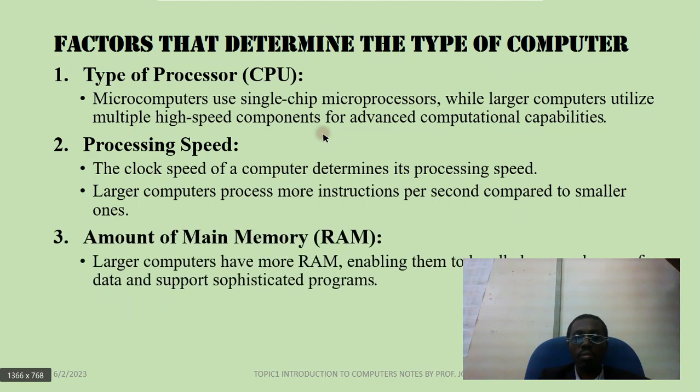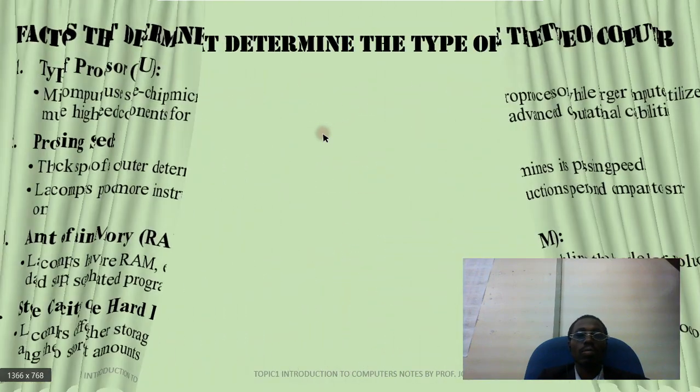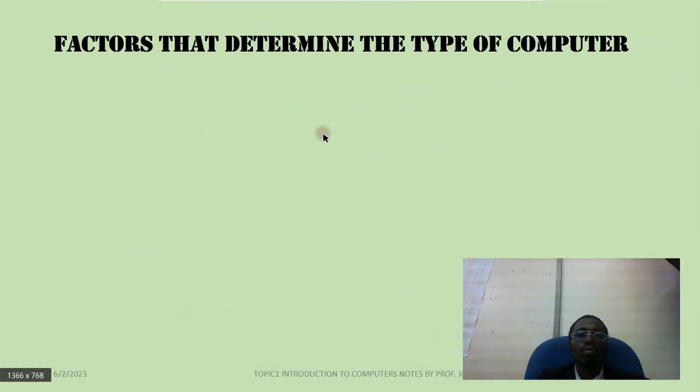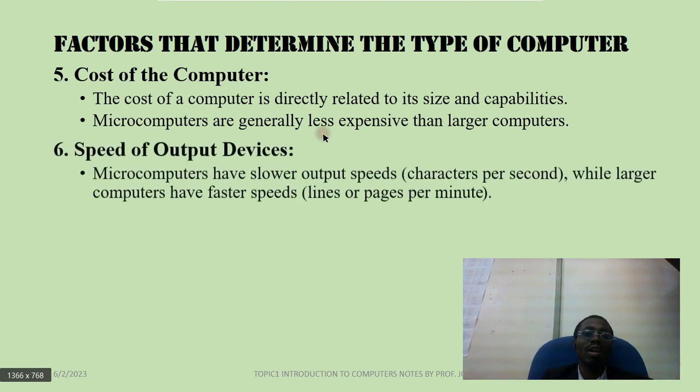Amount of main memory, such as the RAM. Then we have storage capacity of the hard disk drives. We have the cost of the computer. The cost of the computer is directly related to its size and capabilities. Microcomputers are generally less expensive than the larger computers.